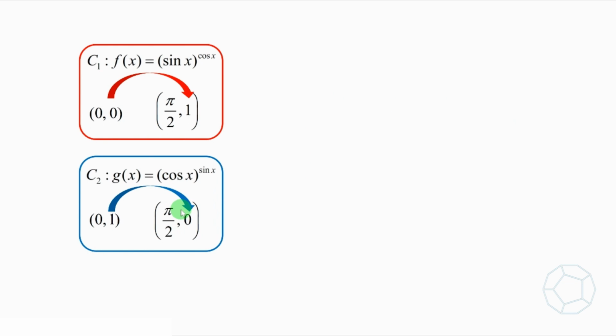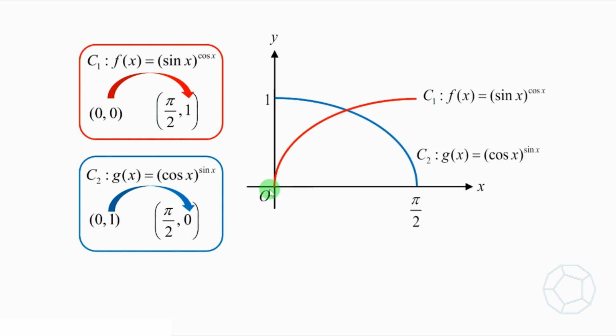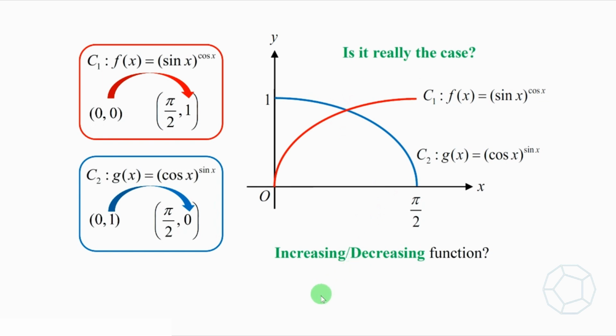Let's make a wild guess. If the graph of C1 is increasing and the graph of C2 is decreasing, then they intersect at only one point, hence only one solution of the equation. It would be so nice. But is it really the case? How to check if a function is increasing or decreasing? Actually, we have a really powerful tool to do so. Right, it is differentiation.